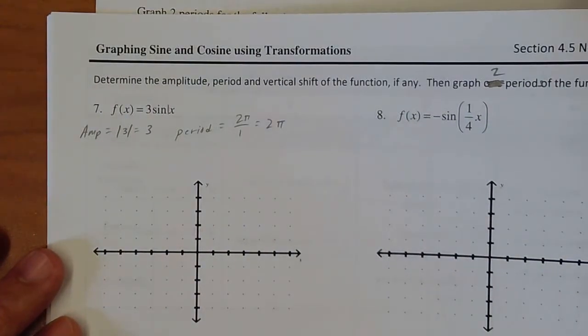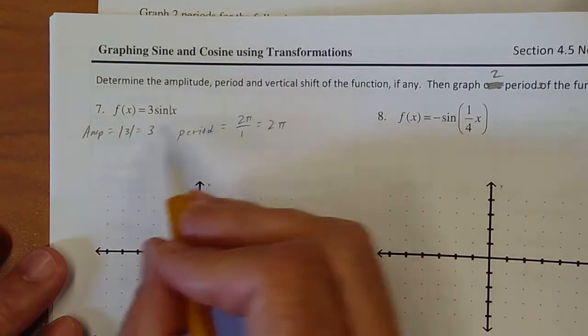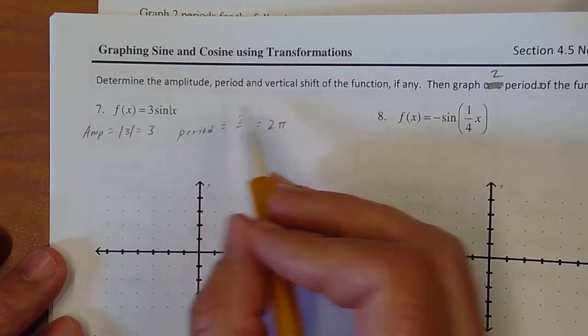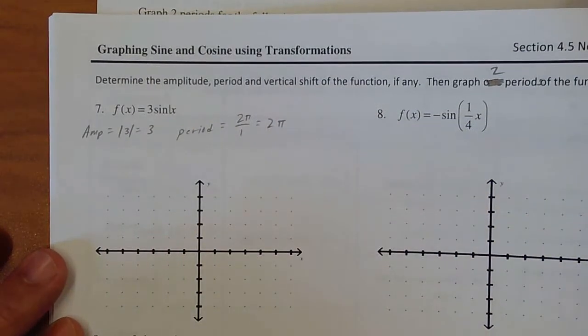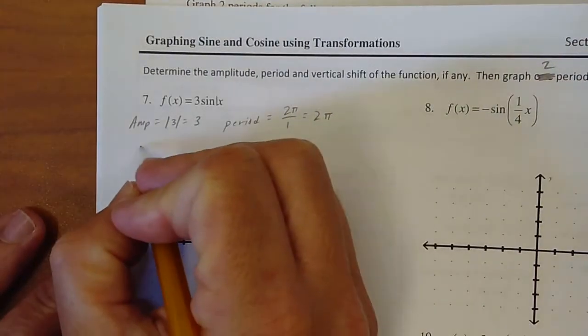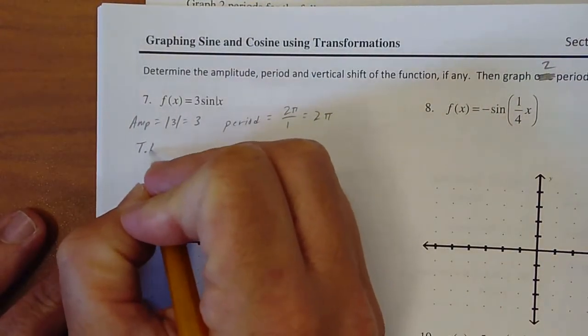All right, there is no vertical shift. There is no phase shift to report, right? I don't have a C value. It's 0. B is 0, so there's nothing there. All right, let's move on to tick marks or scale marks.